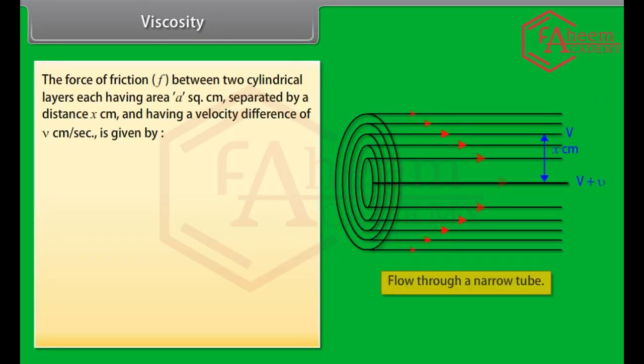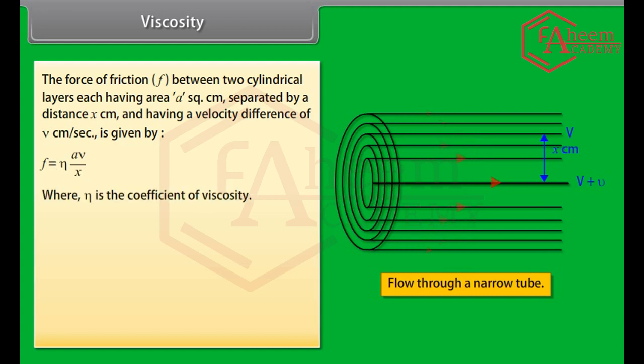The force of friction F between two cylindrical layers, each having area A square centimeter, separated by a distance x centimeter and having a velocity difference of nu centimeter per second, is given by F is equal to eta A nu by x, where eta is the coefficient of viscosity. Now, if A is equal to 1 centimeter square, nu is equal to 1 centimeter per second and x is equal to 1 centimeter, then F is equal to eta.